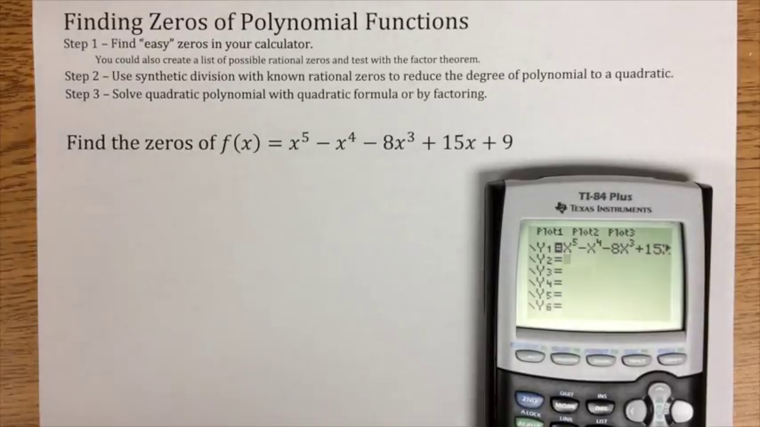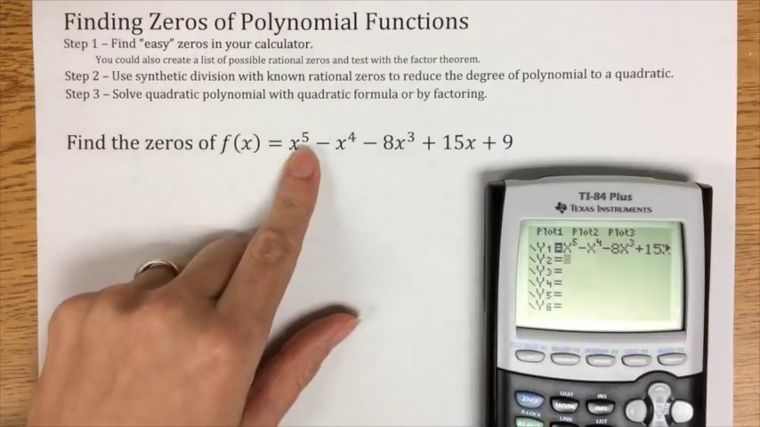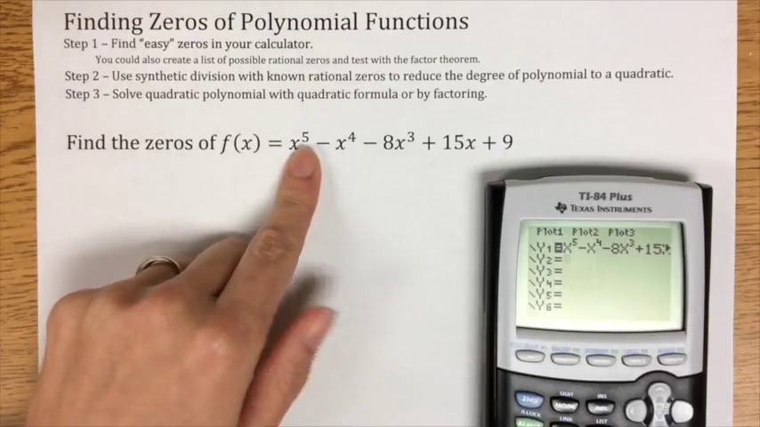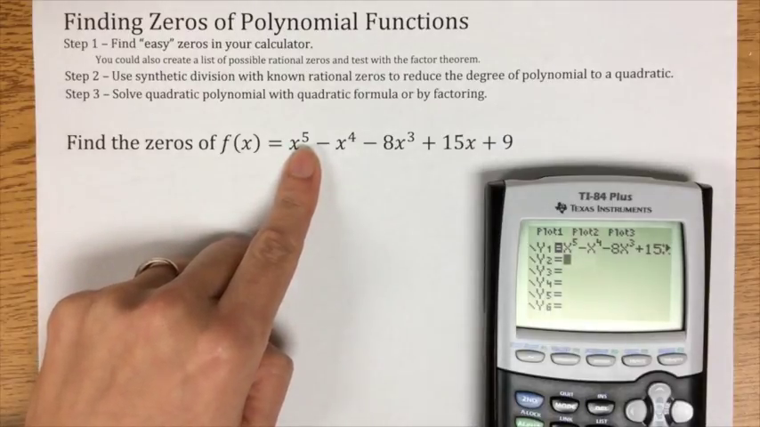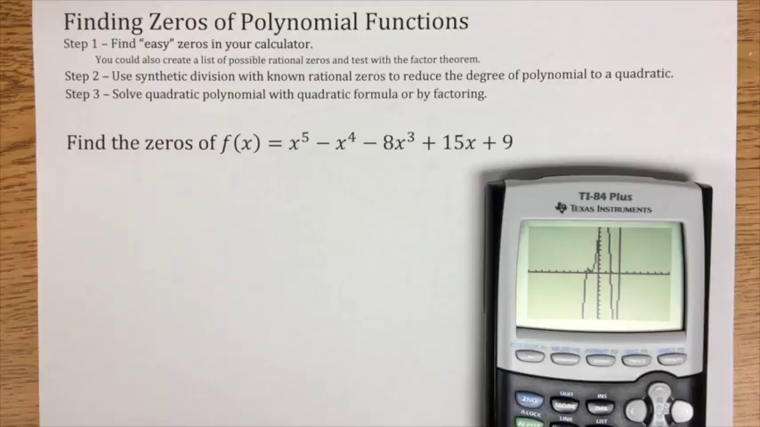All right, let's do a little trickier example of finding zeros of polynomial functions. Now, you'll notice we have a degree of 5. That means we're looking for 5 zeros. So I'm going to plug it in my calculator to find my easy zeros, and I'm going to go look at the graph. And you'll see this is a bit crazy.